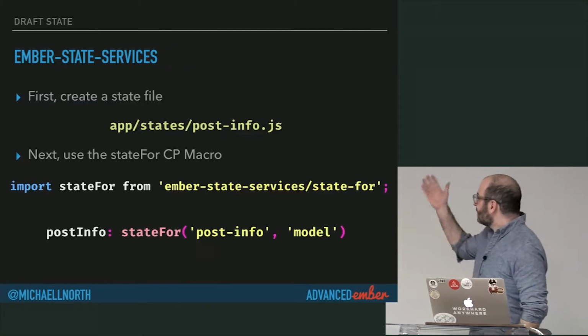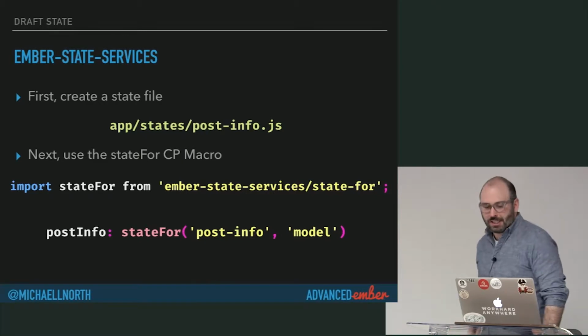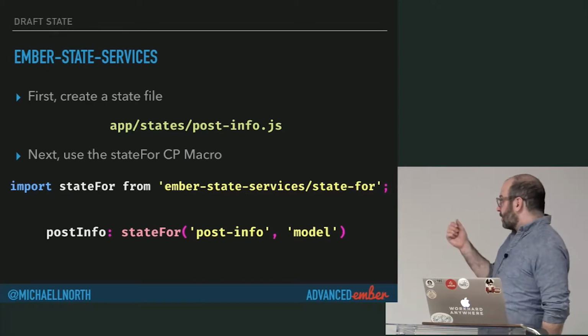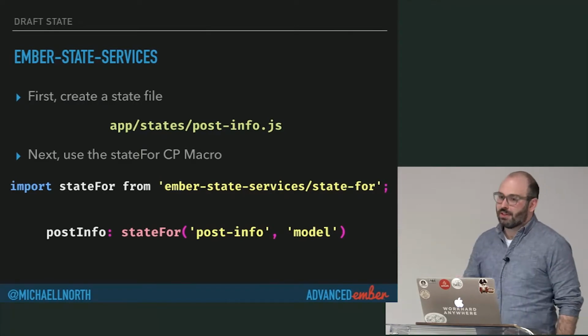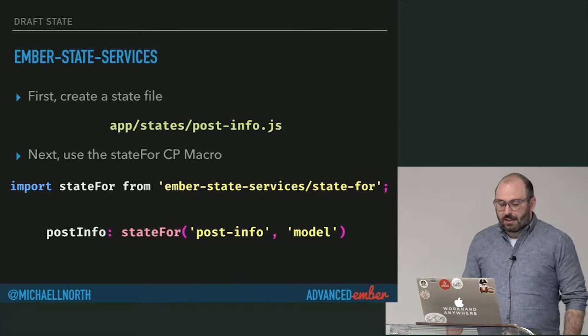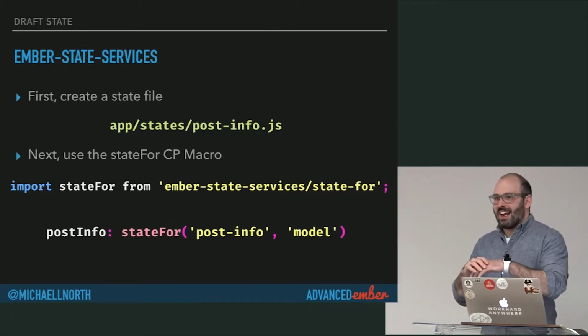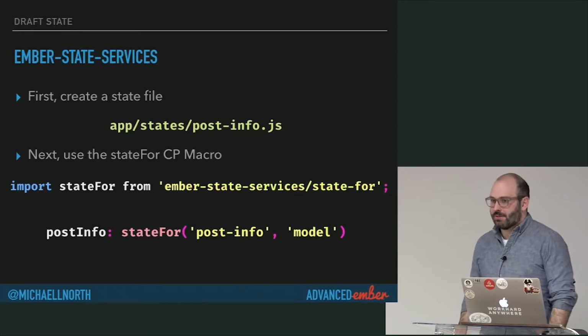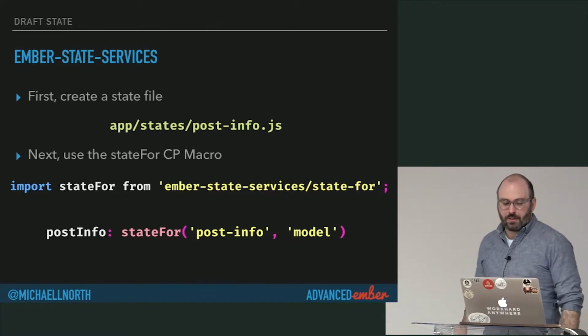So here's one approach, and you can feel free to use this in the exercise. The first thing you want to do is create a file in the states folder, and you can name that whatever you want, but it has to be in states. And you're just going to have that export an Ember object of some sort, right? So you're going to export default Ember.Object.extend, and you can do whatever you want there.